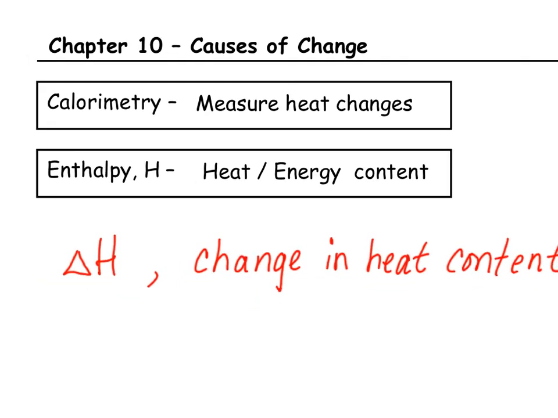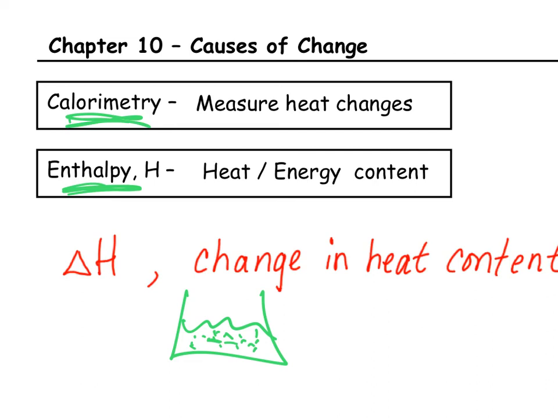A couple more terms. Calorimetry, which is what we're going to do in a lab here in a minute, is a way to measure heat changes during chemical processes, whether it's a phase change or a chemical reaction or something along those lines. Enthalpy is a fancy word for heat content. If you have a beaker of water, there are molecules in there, and they're all at a certain temperature, and there's an average kinetic energy, and there's a heat content in that.